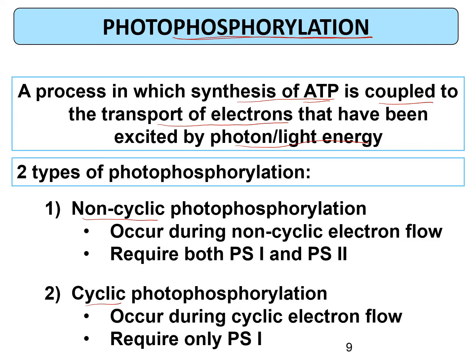For non-cyclic photophosphorylation, it involves the non-cyclic electron flow, which we started learning about earlier. Non-cyclic electron flow involves both PS1 and PS2, P700 and P680. While cyclic photophosphorylation only involves cyclic electron flow, which involves PS1 only.